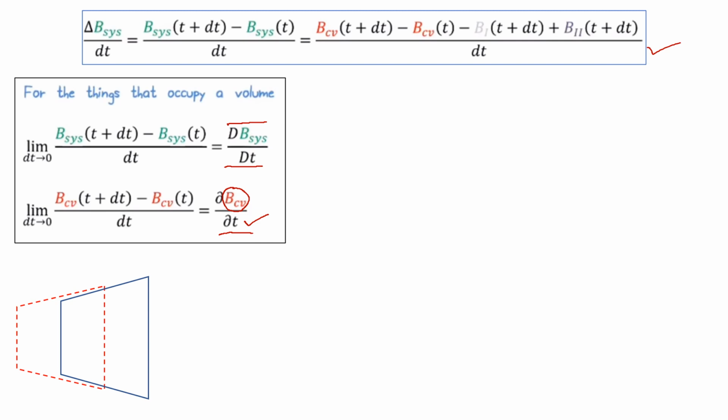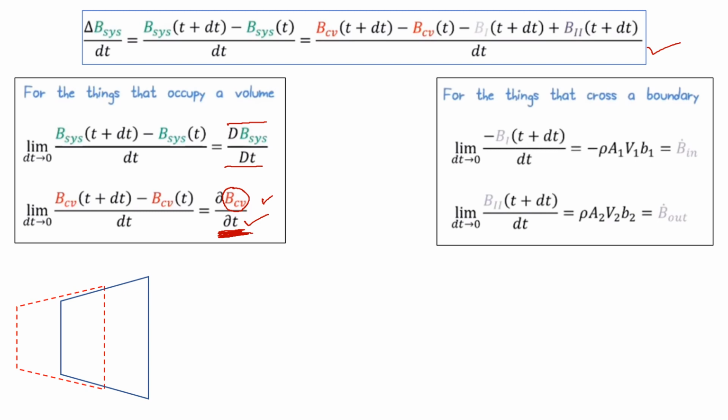This is the partial derivative of the extensive properties of that fluid that will behave in that control volume with respect to time. So these are the things that occupy a volume, because a control volume is definitely a fixed volume and a system is going to flow through that volume. So that is why we are differentiating it in these volume terms.